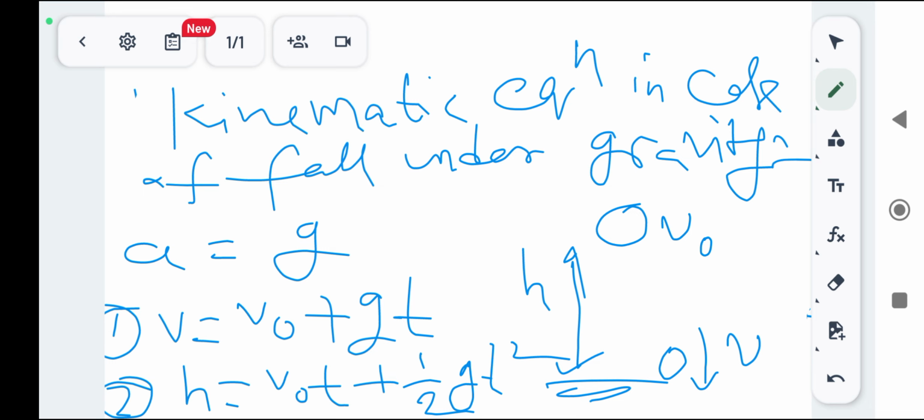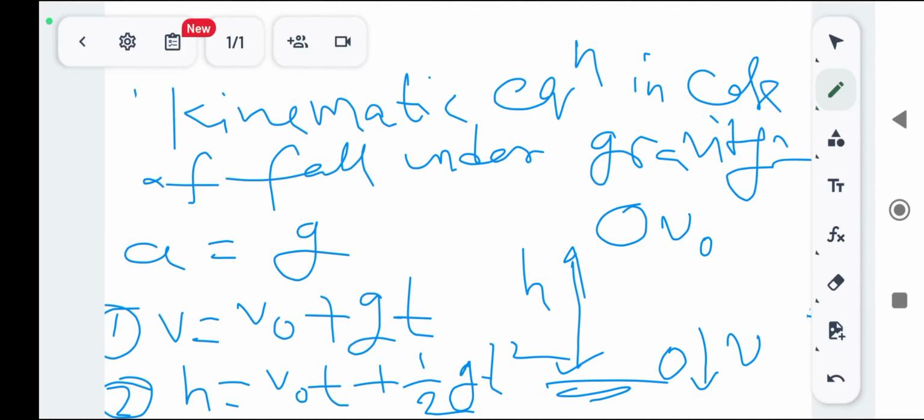The kinematic equations in case of fall under gravity: when an object is dropped from a height h with a velocity v0 and collides with the earth's surface, the final velocity is v. Then the acceleration is equal to the acceleration of gravity, g. Put this in the kinematic equation, a equal to g.